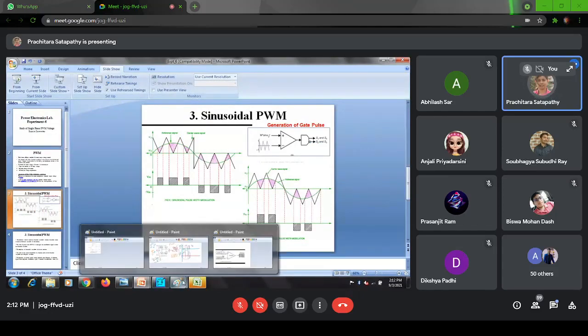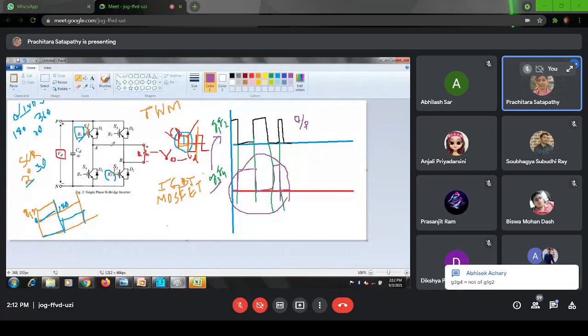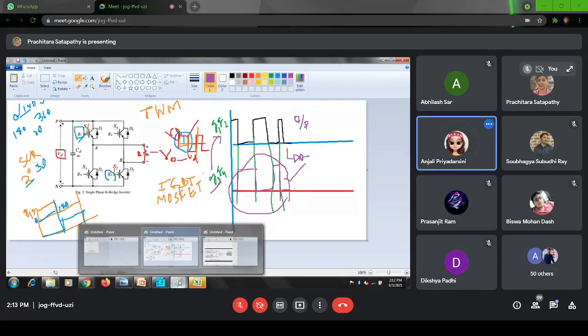I'm asking because in your diagram you have 4 switches: G1, G2, G3, G4. G3, G4 is the NOT of G1, G2. So if the comparator output is this, you will use one NOT gate after the output of the comparator, and you will get G3 and G4. Yes or no? Yes, ma'am.